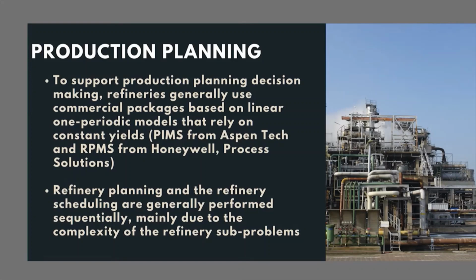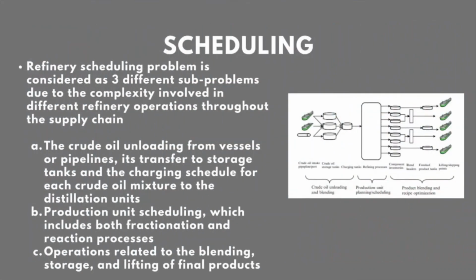Refinery planning and refinery scheduling are generally performed sequentially, mainly due to the complexity of the refinery sub-problems. The refinery scheduling problem is considered as three different sub-problems due to the complexity involved in different refinery operations throughout the supply chain. Number one, the crude oil unloading from vessels or pipeline, its transfer to the storage tanks and the charging schedule for each crude oil mixture to the distillation unit. So that is the very upstream segment of the refinery process, that is unloading the crude oil from the ships to the crude oil storage tanks and from there feeding to the refining units.